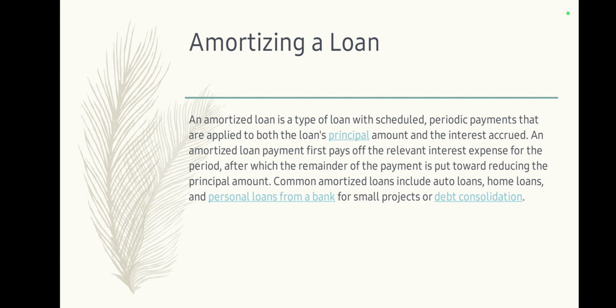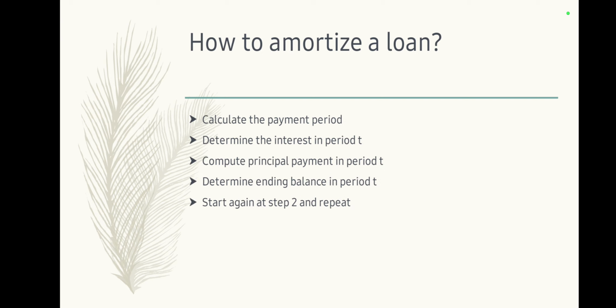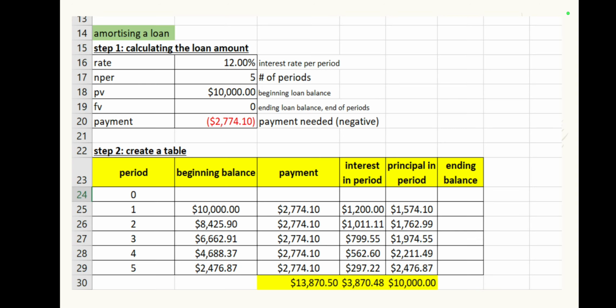An amortized loan is a type of loan with scheduled periodic payments that are applied to both the loan's principal amount and the interest accrued. So how do we amortize a loan? First, we need to calculate the payment period, determine the interest in period T, compute principal payment in period T, determine ending balance in period T, and start again at step 2 and repeat.